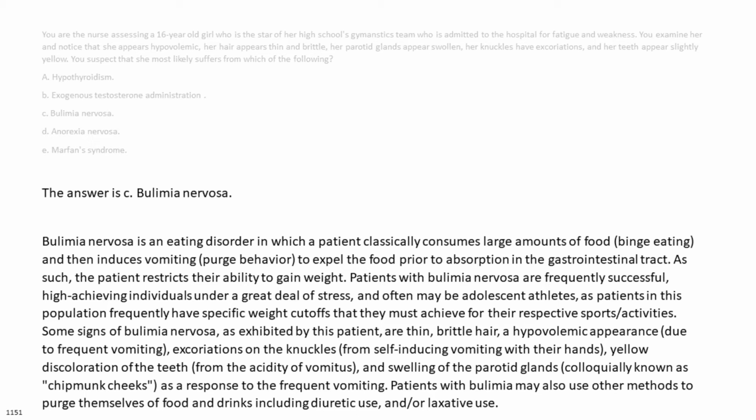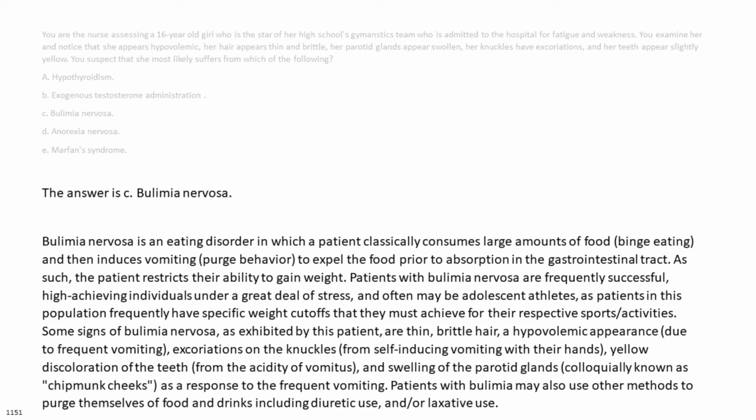Patients with bulimia nervosa are frequently successful, high-achieving individuals under a great deal of stress, and often may be adolescent athletes, as patients in this population frequently have specific weight cutoffs that they must achieve for their respective sports, activities. Some signs of bulimia nervosa, as exhibited by this patient, are thin, brittle hair, a hypovolemic appearance, due to frequent vomiting, excoriations on the knuckles, from self-inducing vomiting with their hands, yellow discoloration of the teeth, from the acidity of vomitus, and swelling of the parotid glands, colloquially known as chipmunk cheeks, as a response to the frequent vomiting.